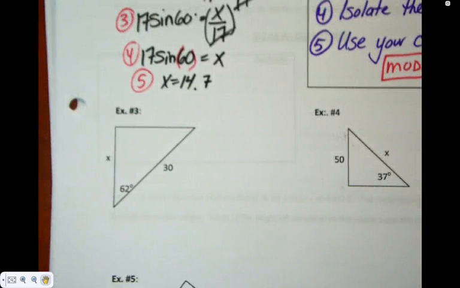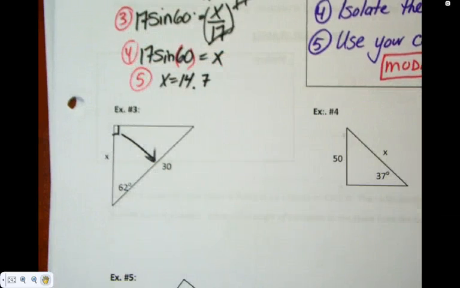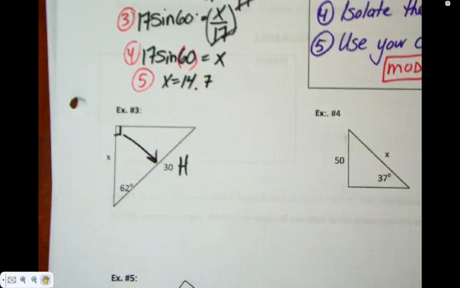Step number 1, label the sides. We start by putting in the right angle, because that's going to help us determine if we have the hypotenuse and if we have to label it. 30 is directly opposite the right angle, so it's called the hypotenuse.